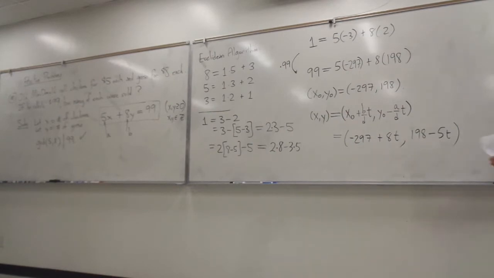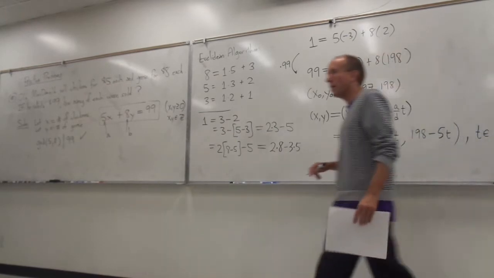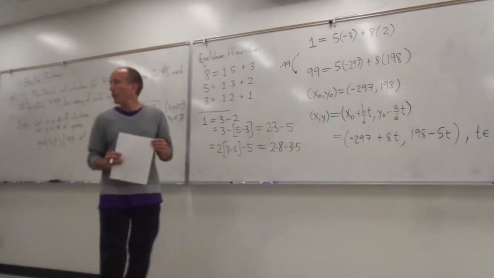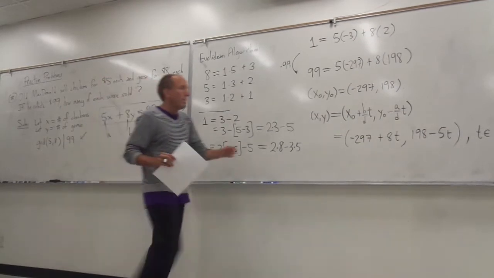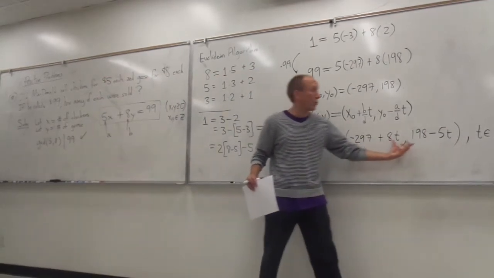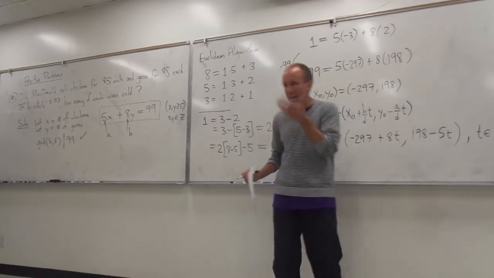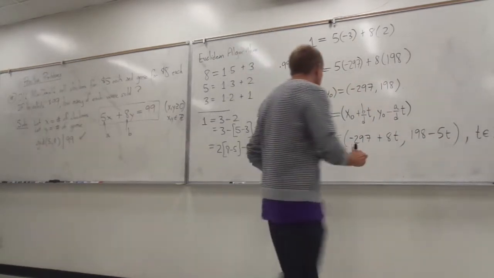So this is like all solutions to that Diophantine equation. t is just any integer. Okay? So what would I do next? You have to set both of these greater than 0, right? Or greater than or equal to 0, right? You have to have a non-negative solution.